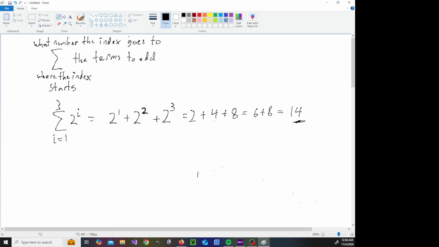We don't really care about that as much as we just care about the ability to understand what this sum is trying to represent, what this sigma notation is trying to tell us.